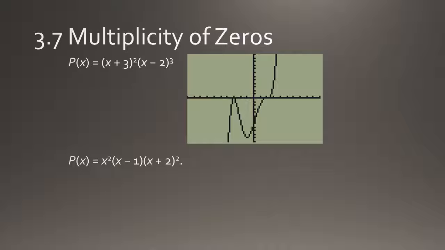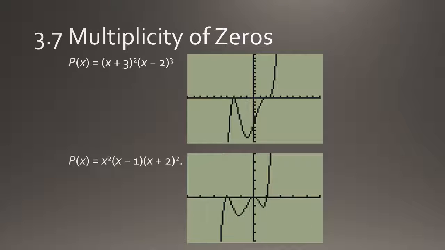Okay, one more example. A little more complicated this time. We've got some different numbers here. x squared, your zero there is 0. And notice at 0, 0, it's just touching the x-axis. x minus 1 has a multiplicity of 1, and our zero is 1. So when x is 1, it's crossing through. And then when we have x plus 2 squared, it's touching and then going back where it was. So it's just touching the axis and coming back down.